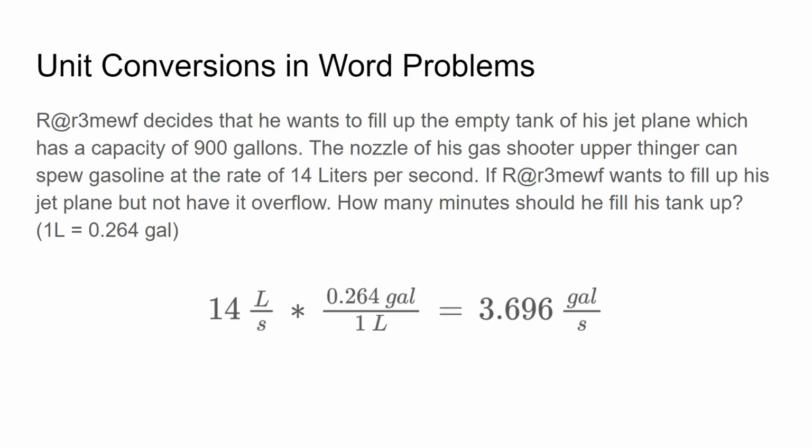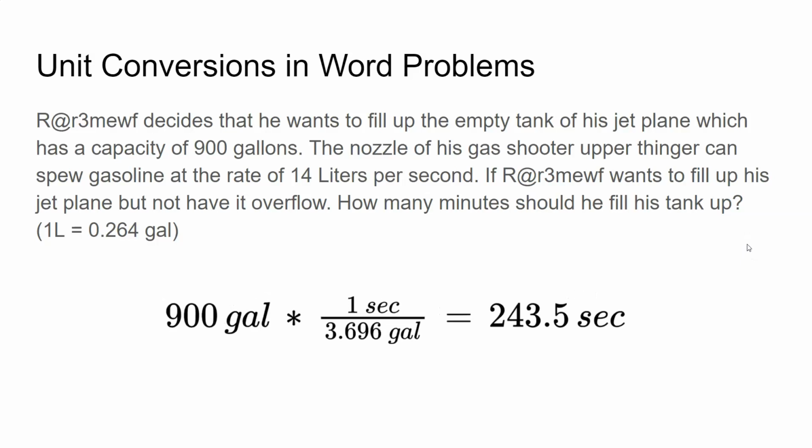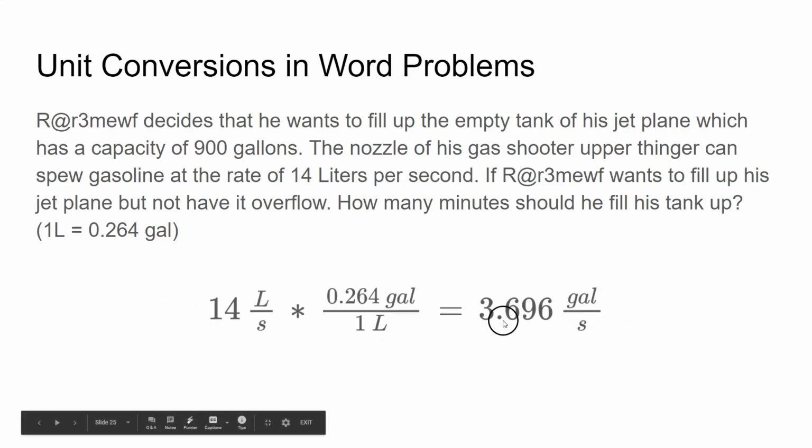But now we need how many minutes he should fill his tank up, right? I believe I said seconds earlier. That was my bad. We underline minutes since we're trying to find minutes, a unit of time. All right. So we need to take the capacity of his jet plane, 900 gallons, and multiply it by the rate we obtained. We obtained the rate to be 3.696 gallons per second earlier, right?